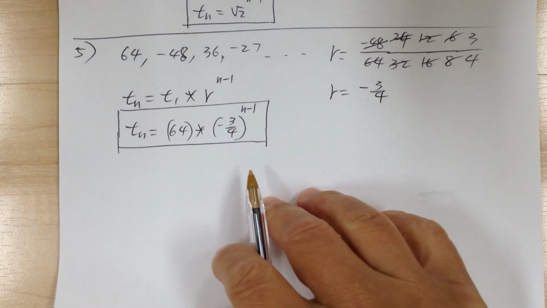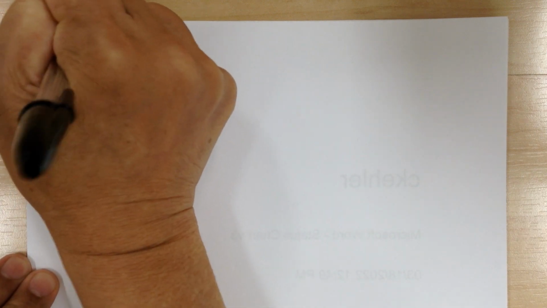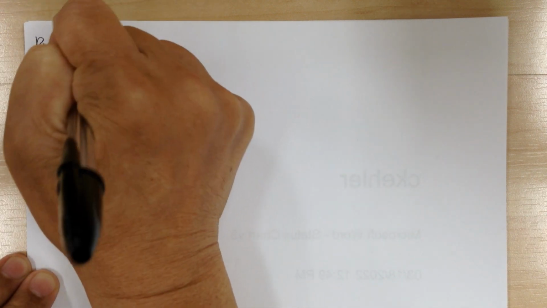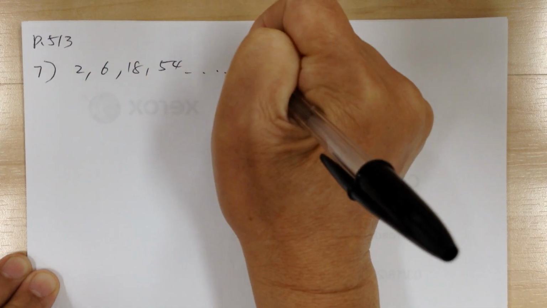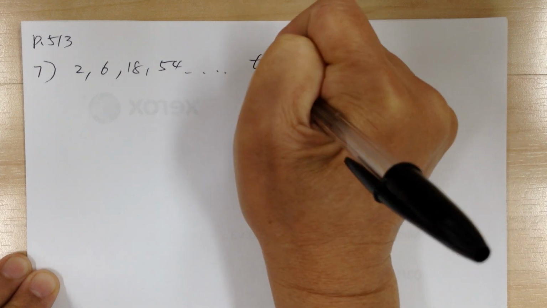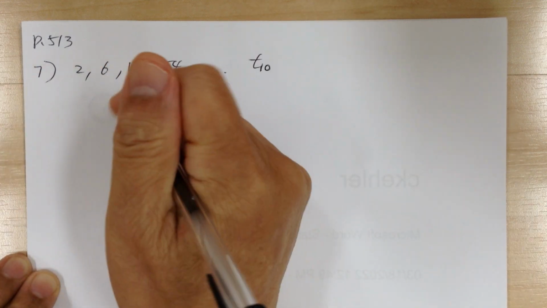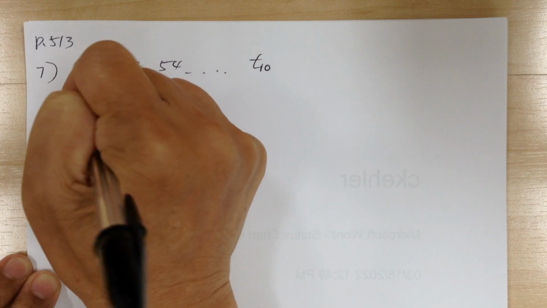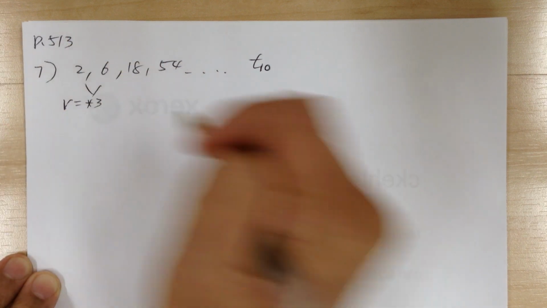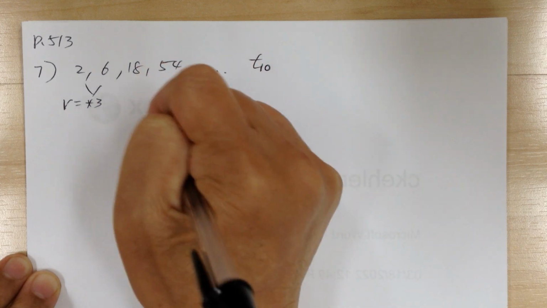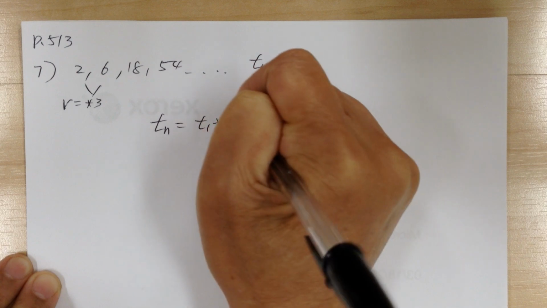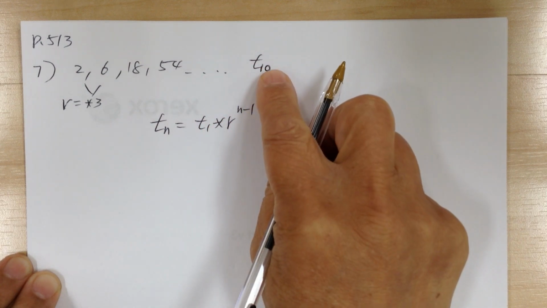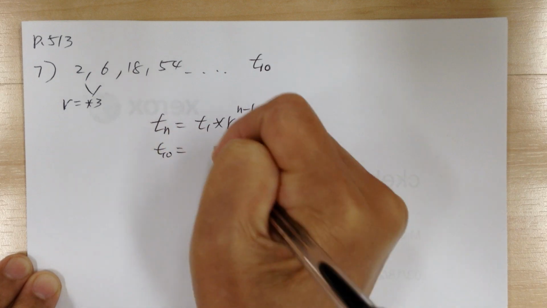Okay, let's go to the next one. Number 7, you have 2, 6, 18, 54, dot, dot, dot, and you're looking for T10. Again, first let's figure out the R. You have to multiply by 3, so R equals 3. Again, you always start with your general formula. So T of n equals T1 times R to the n minus 1. And since you're looking for T10, so this is T10.